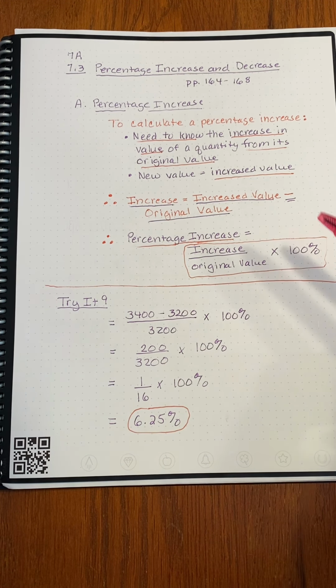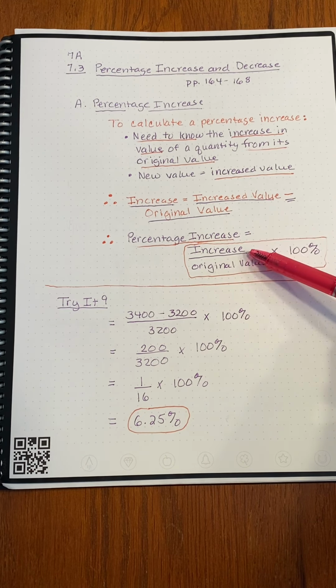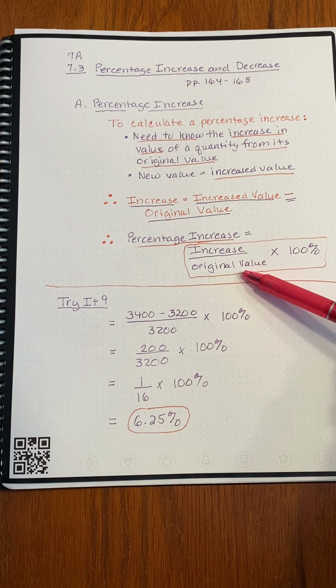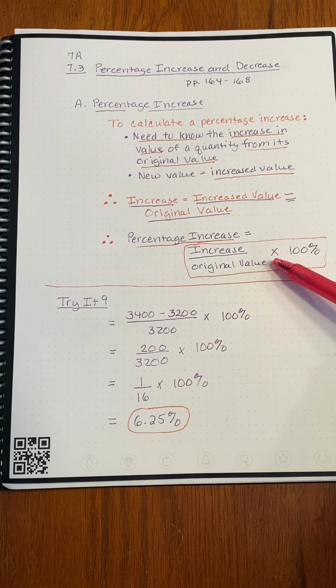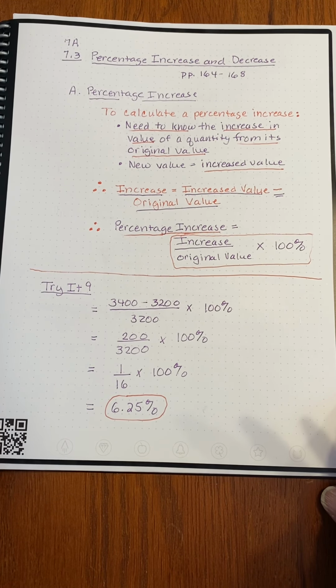So you calculate the increase by subtracting, finding the difference between the increased value and the original value. You turn that into a fraction with the increase as the numerator, the original value as the denominator, and you multiply it by 100% as we have learned in previous lessons working with percentage.